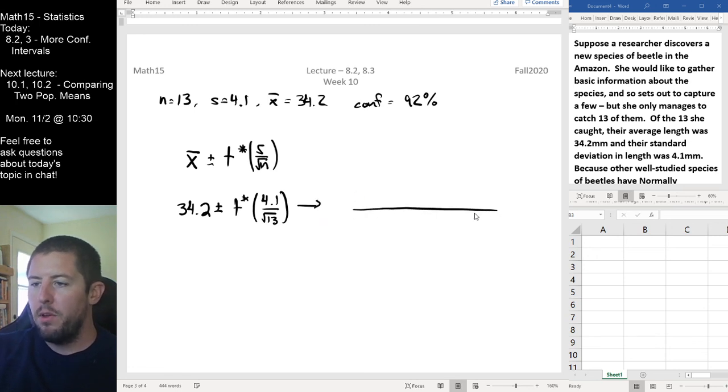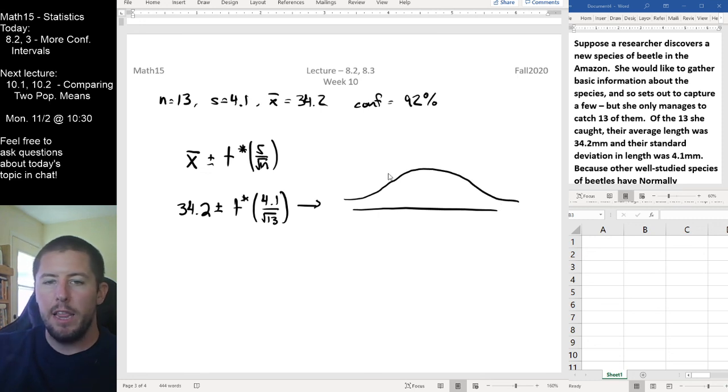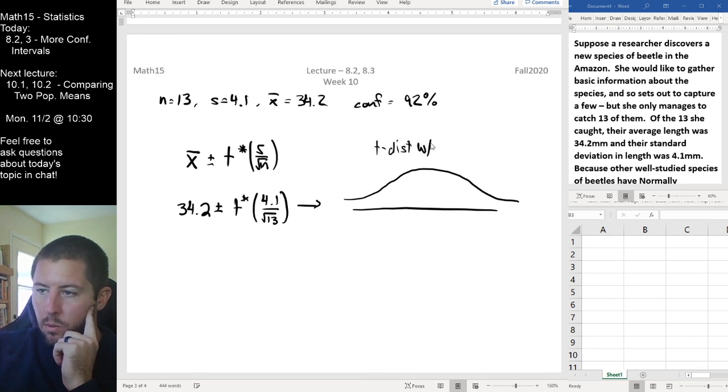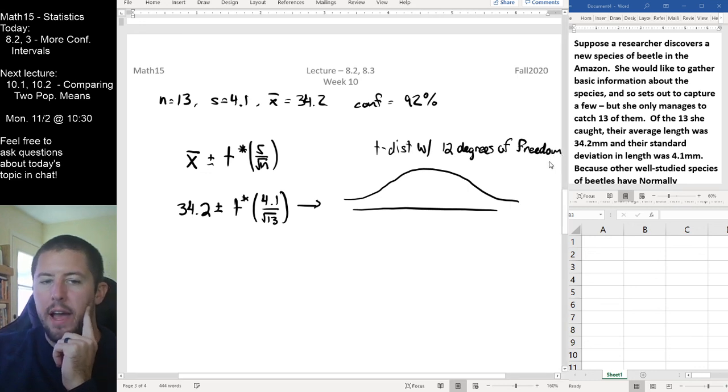So when I'm thinking about computing T star, I'm picturing this, and by the way, this is my low flat distribution right here because we have a very small sample size. So this is my T distribution with 12 degrees of freedom. Remember that there's this kind of dumb little switch we have to make between sample size and degrees of freedom. It's very simple. Degrees of freedom is our sample size minus 1.